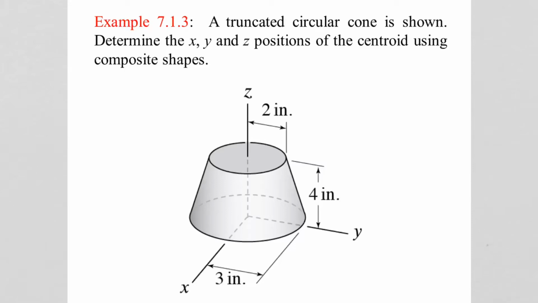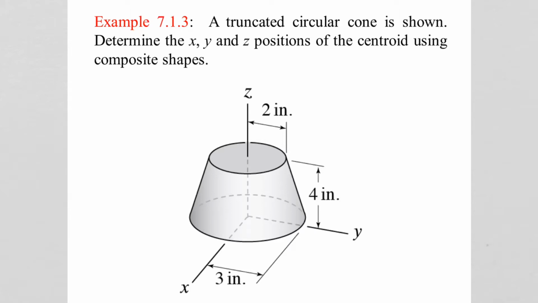Okay, in this example we're going to look at this truncated circular cone and find the X, Y, and Z positions of the centroid, again using composite shapes. If we look at this object, one observation we can see is that it has symmetry.